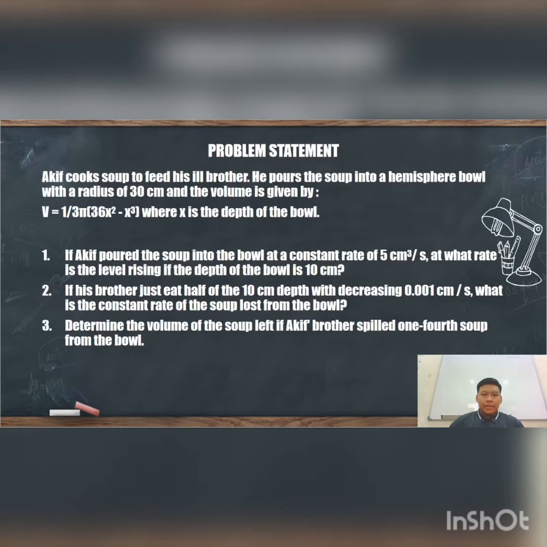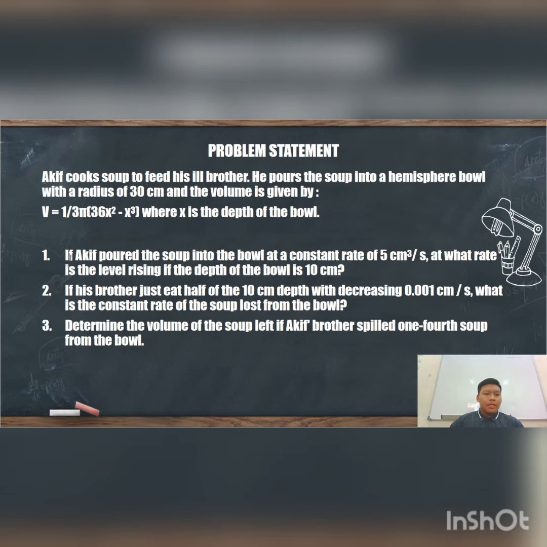I have created a problem statement with a few questions to be solved. Akif cooks soup to feed his ill brother. He pours the soup into a hemisphere bowl with a radius of 30 cm and the volume is given by V equals 1 over 3 pi (36x squared minus x cubed), where x is the depth of the bowl.